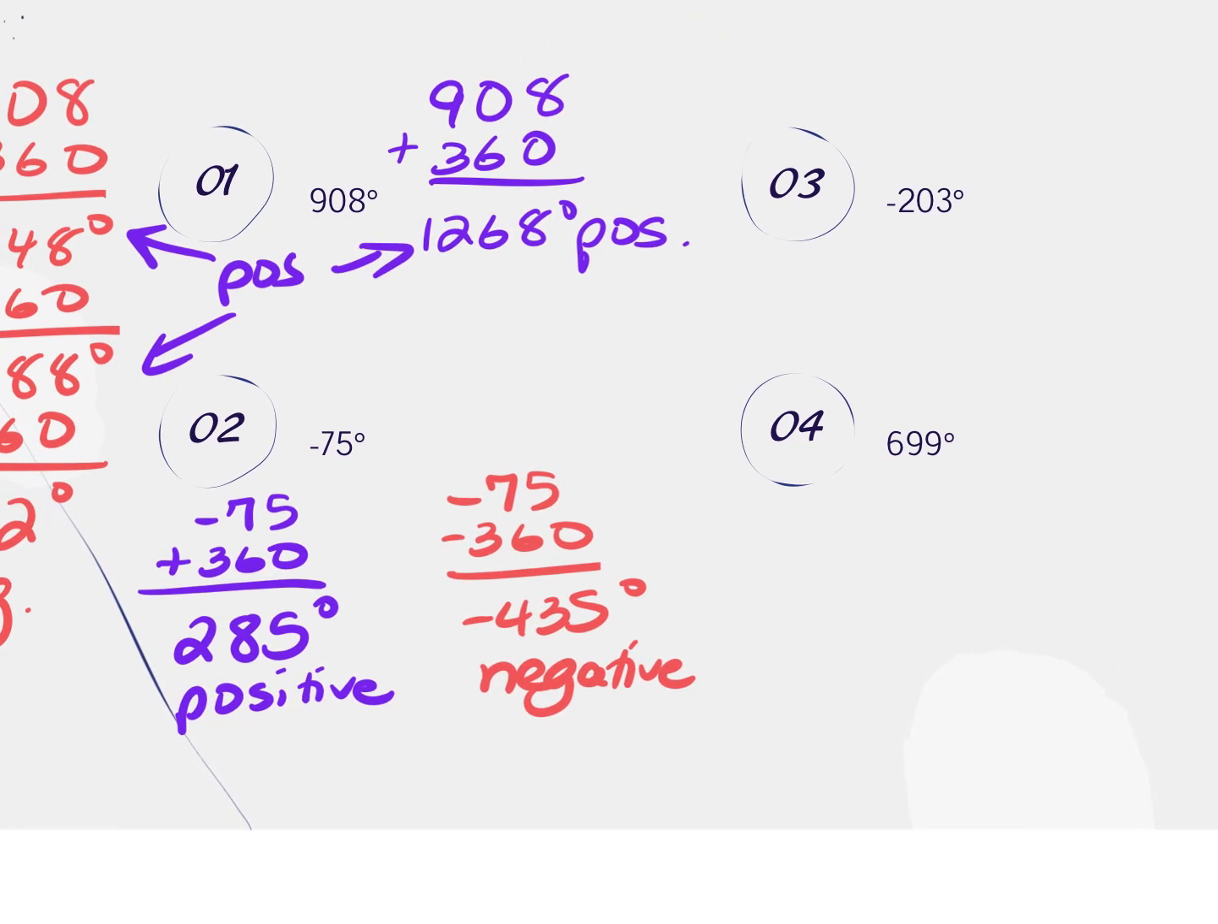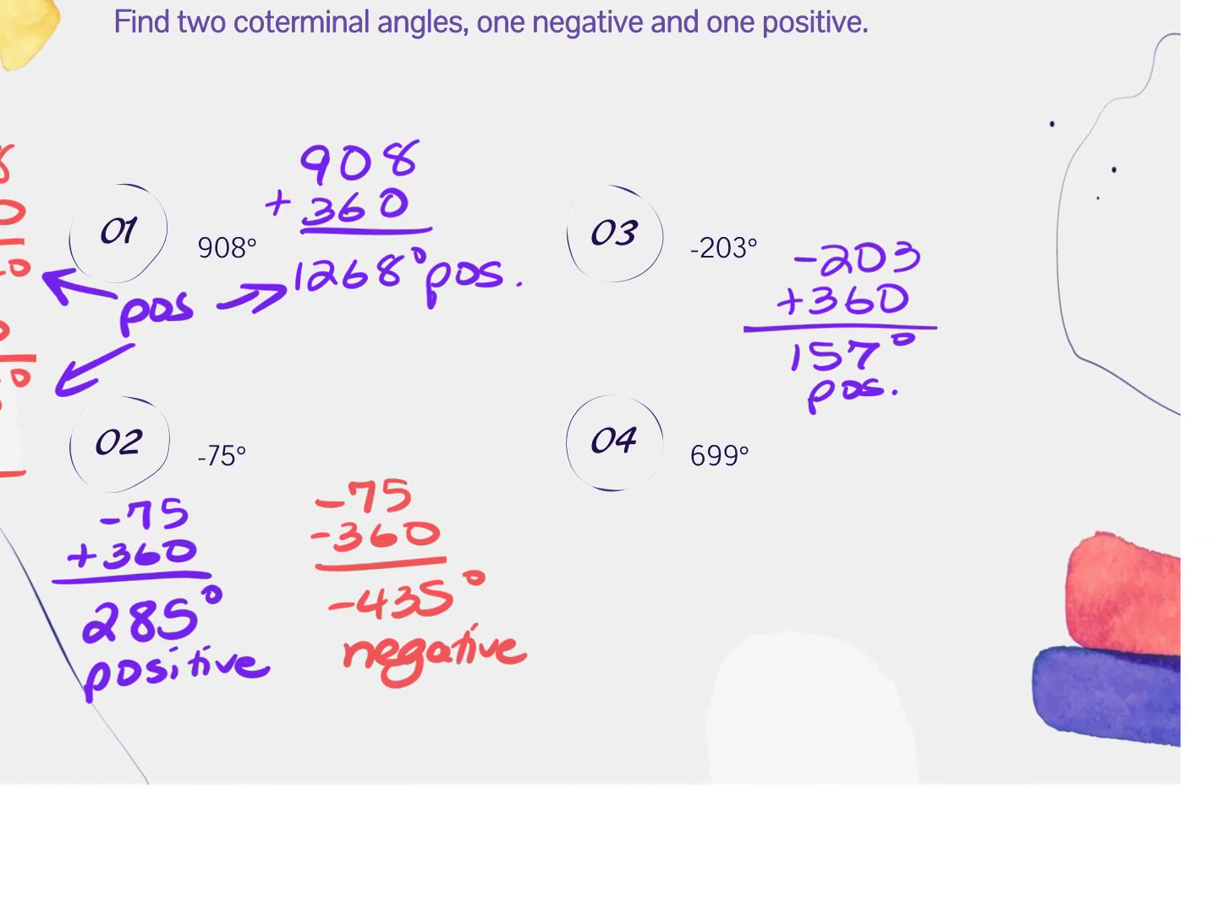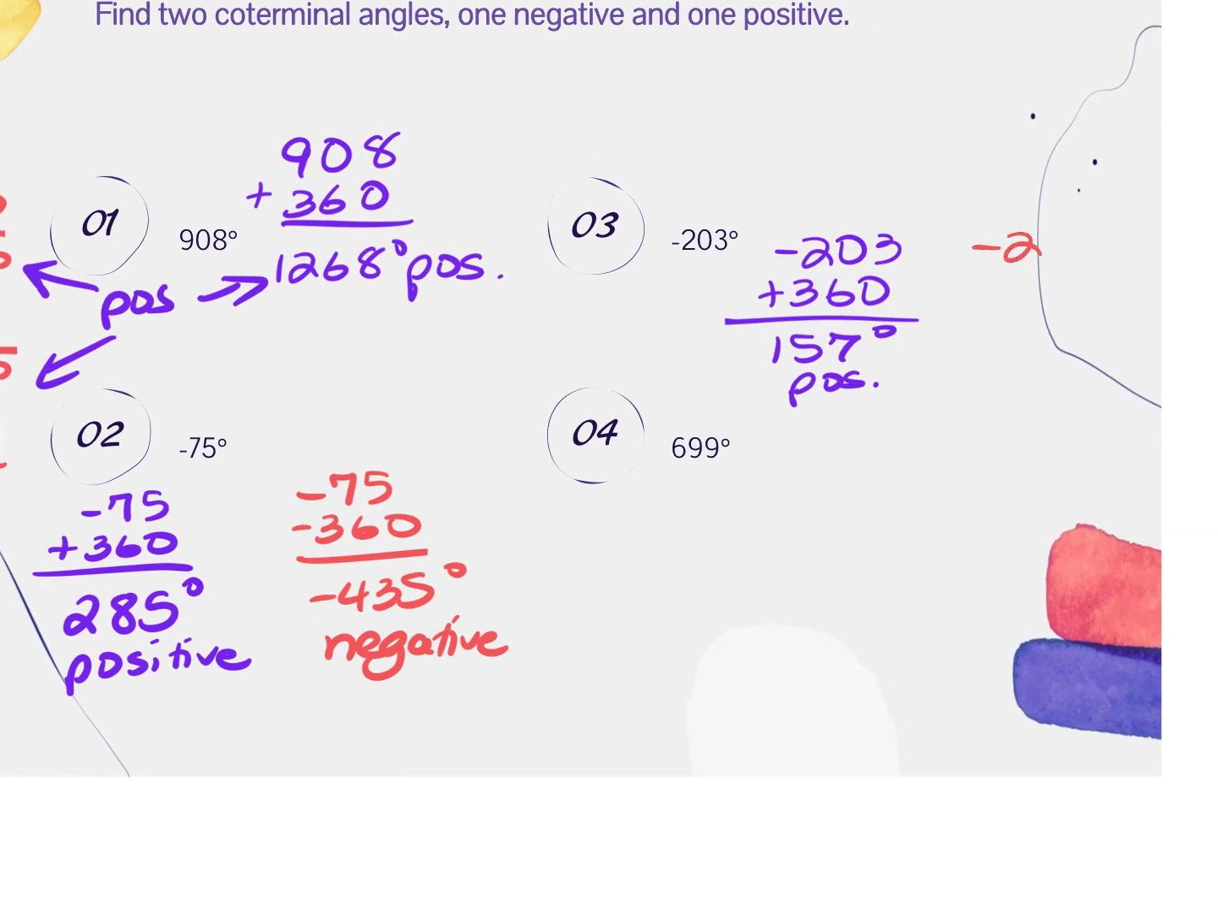Same thing, it's negative. So in order to get my positive, I can go ahead and take negative 203, add 360, and this will give me positive 157. So that's my positive answer. And to get my negative answer, take negative 203, subtract 360, and I get negative 563. And that will be my negative answer.